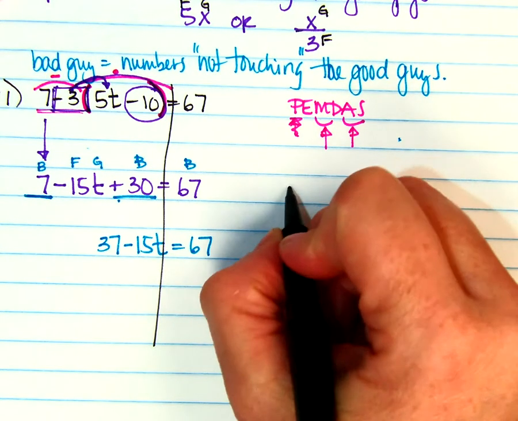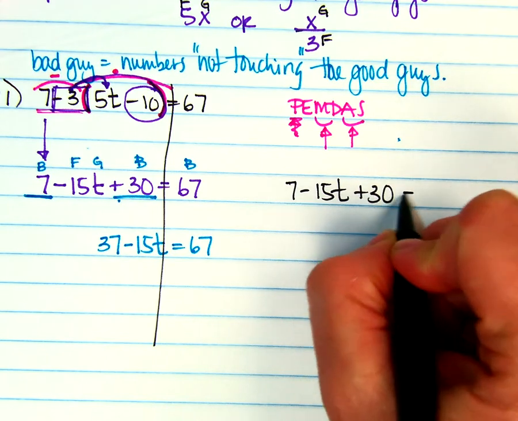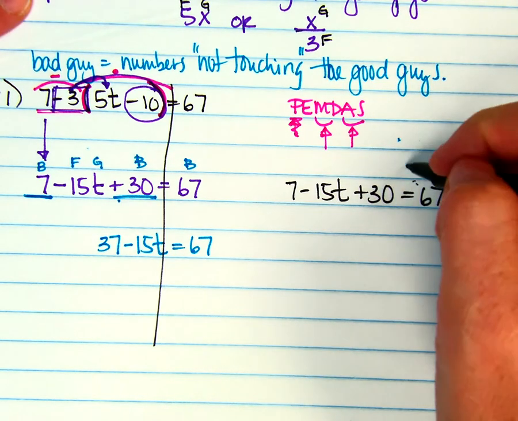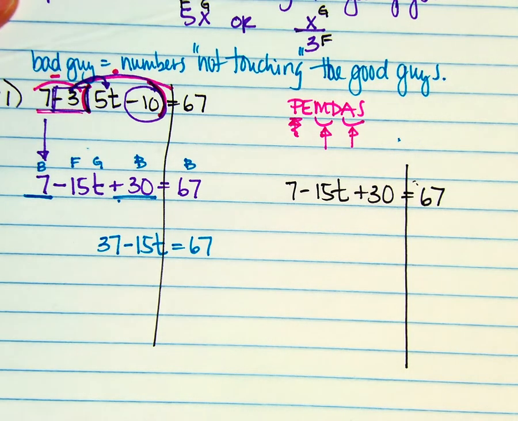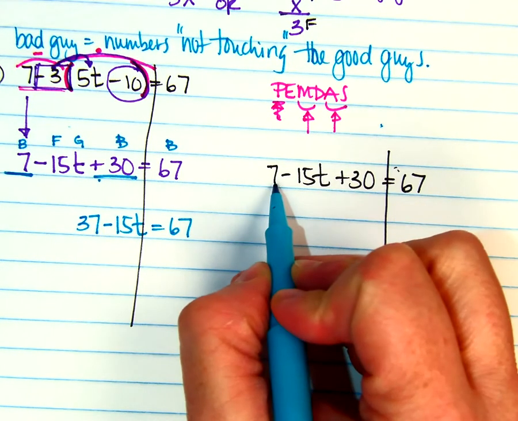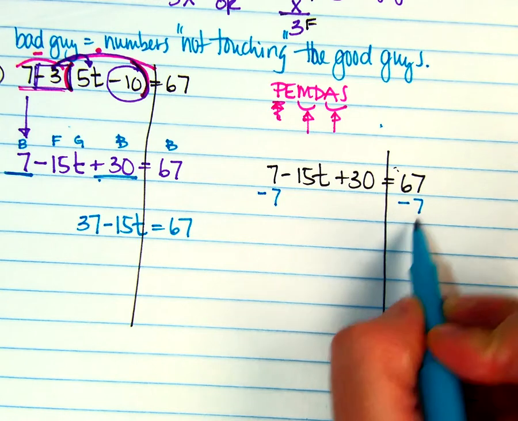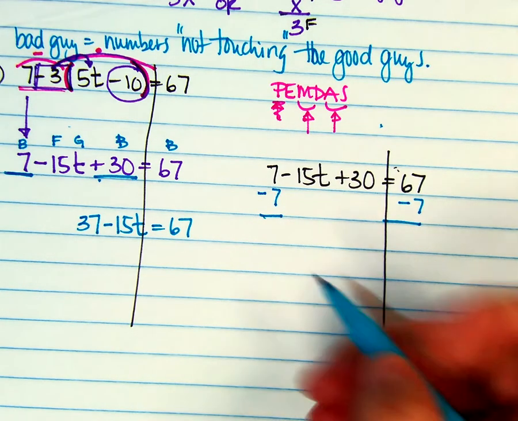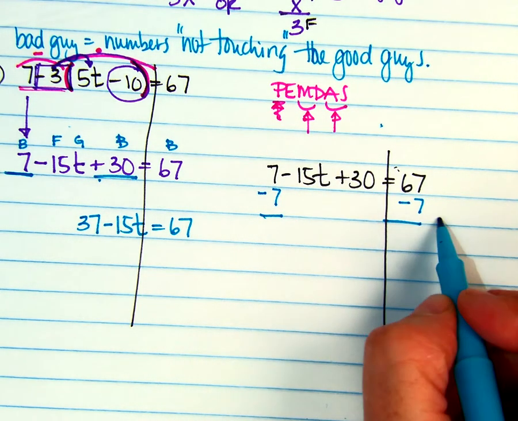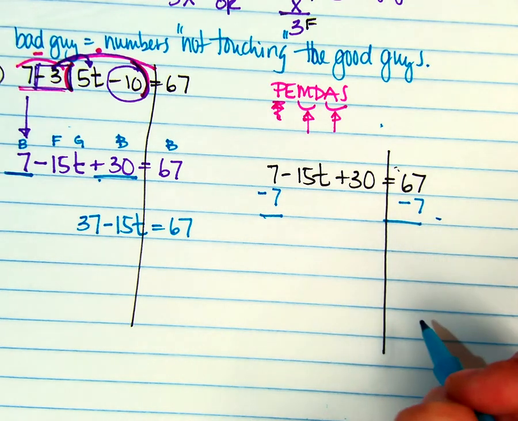Now, on a little side note, let's go back to this problem. I could have said, hey, I want to get rid of my bad guys in little clumps. I could have gotten rid of these 7 bad guys first by subtracting 7 on both sides, and then turned around and got rid of my 30 bad guys. Okay, it's not going to matter.